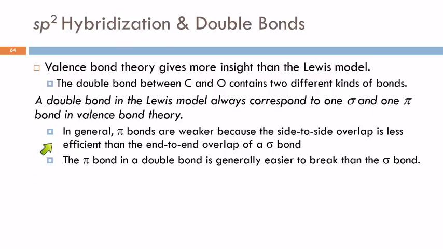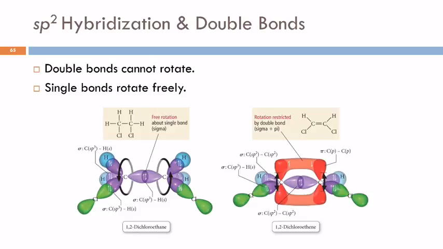Those pi bonds are usually weaker because the side-to-side overlap is less efficient than the end-to-end overlap. And what we observe in experiments is that the pi bond is easier to break. You can break the pi bond without breaking the sigma bond. It happens a lot in organic reactions, and valence bond theory helps us to understand why that could be. More colorful pictures.